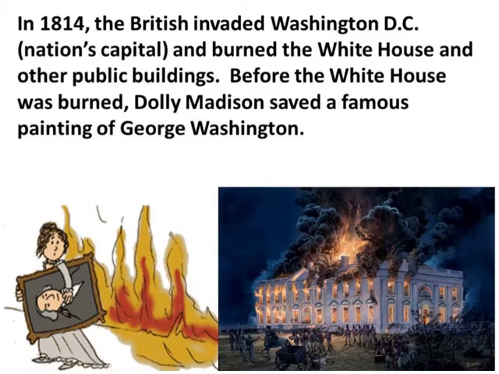In 1814, the British invaded Washington, D.C., which is our nation's capital, and burned the White House and other public buildings. Before the White House was burned, Dolly Madison saved a famous painting of George Washington.